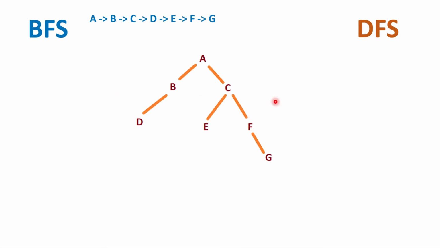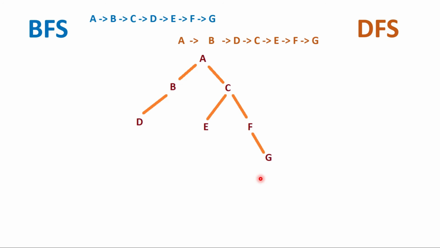Okay. So in case of DFS, what will happen? In case of DFS, it will be A, then B, then D, then we have to come back till A, then we have to go to C, then C has relations with E, then from E we will go back to C and then check for F and G.